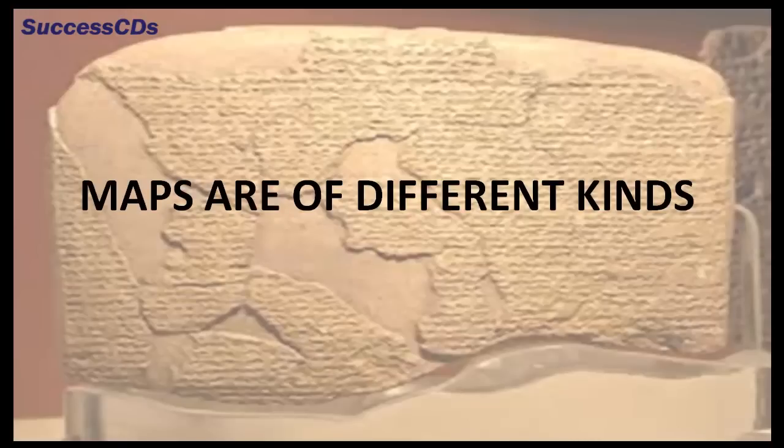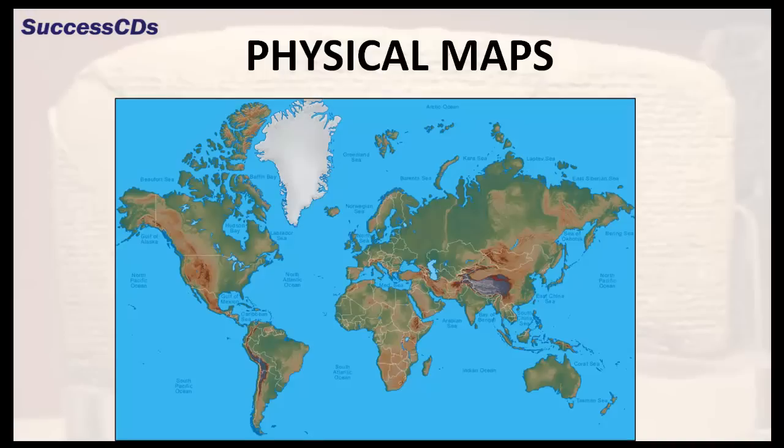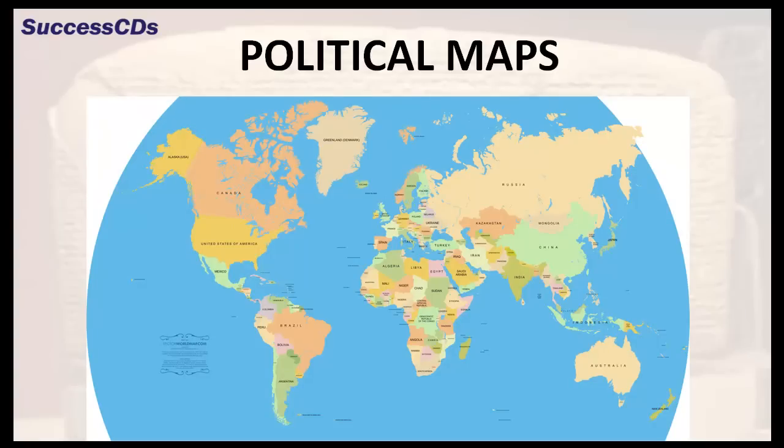Maps are of different kinds, and some of them are described here. Physical maps are maps which show the natural features on the Earth's surface, like mountains, plateaus, plains, rivers, and so on. Political maps show boundaries of countries and of the states within the countries. They also show the locations of cities and towns.